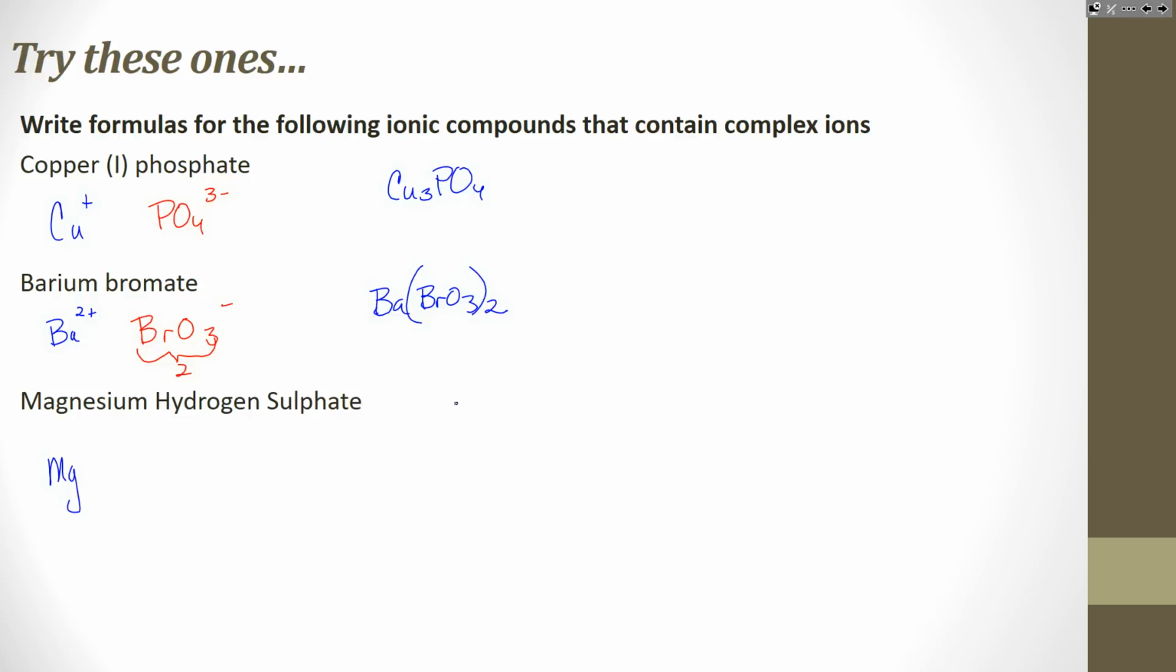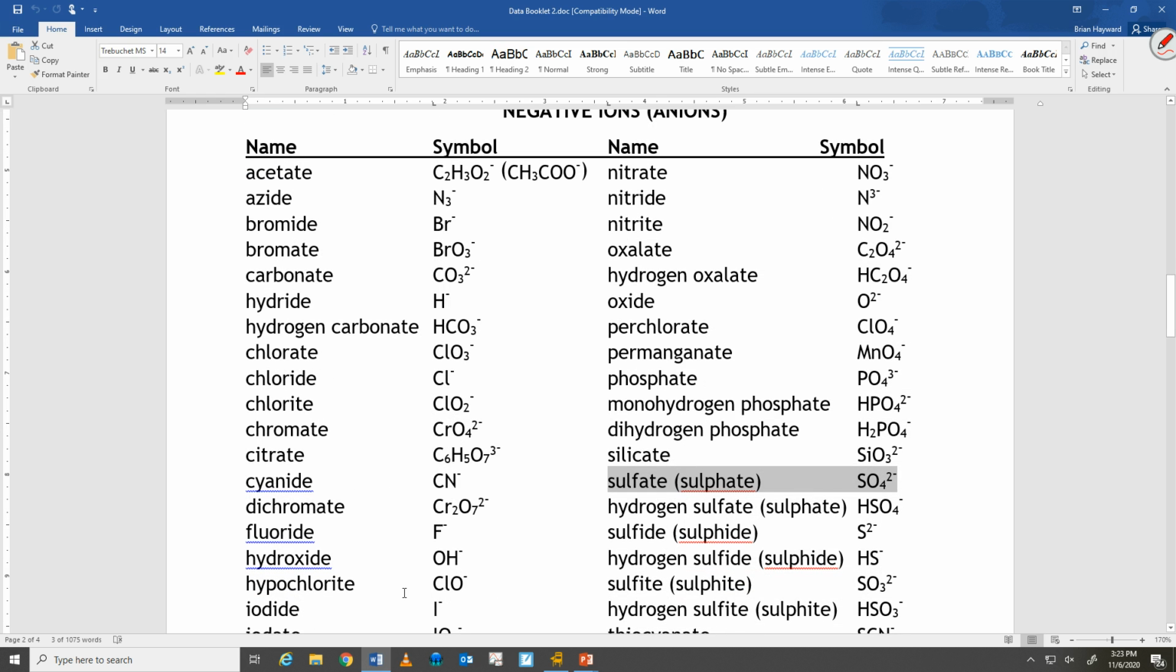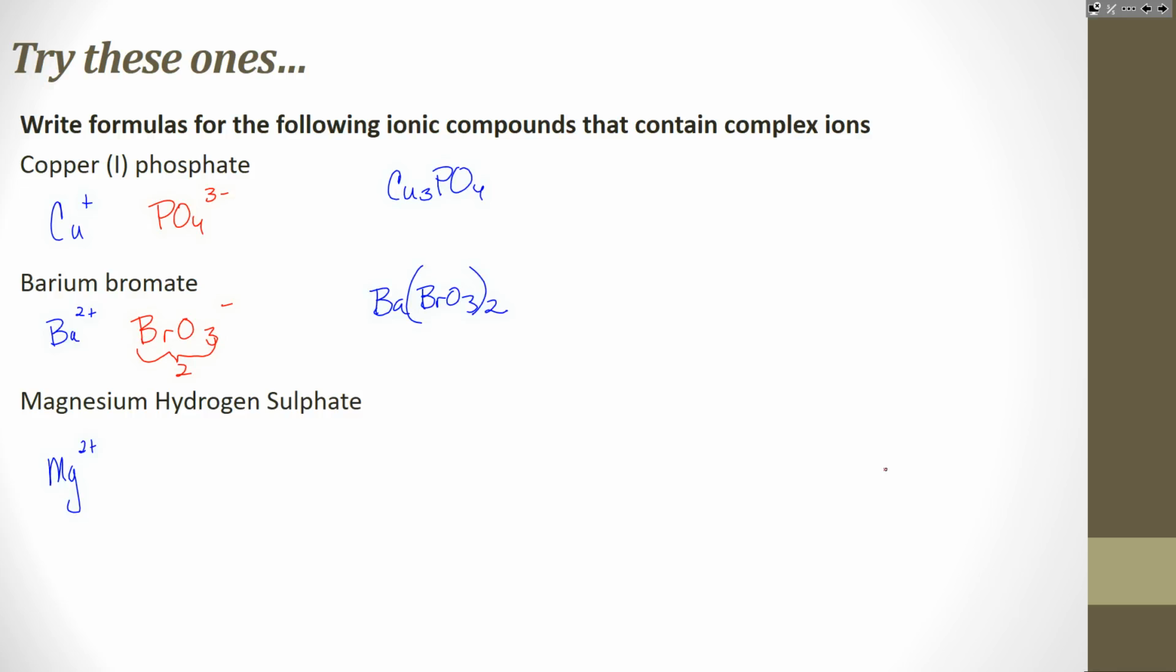And then the last one is magnesium. So magnesium is Mg, and that's a 2+. It's in column 2. Hydrogen sulfate. So if you're not sure, we look it up on the periodic table. So hydrogen sulfate is HSO4 with a 1-. So I'm going to need another HSO4 1- to add up to 2 minuses. So the formula would look like this, Mg(HSO4) brackets 2. And there's your formula for magnesium hydrogen sulfate.